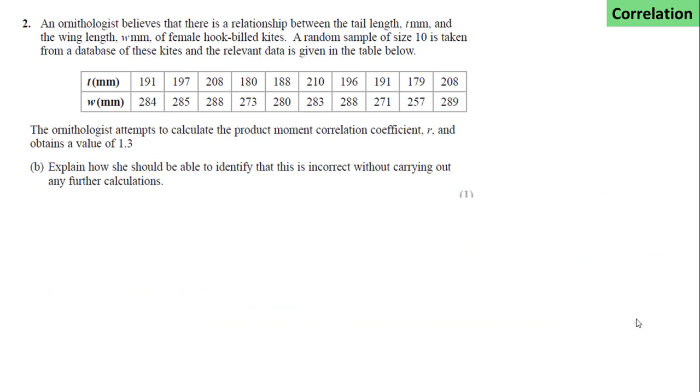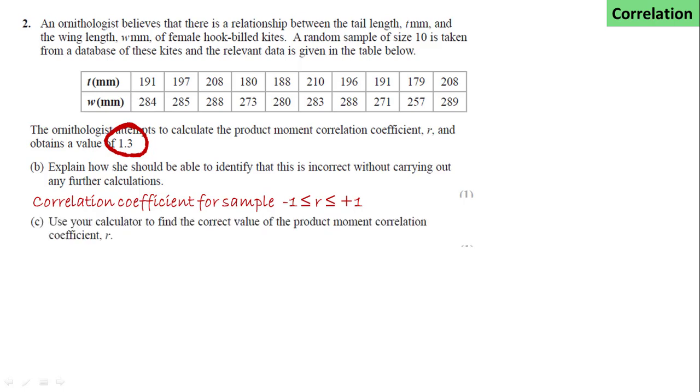So the ornithologist attempts to calculate the product moment correlation coefficient, gets a value of 1.3. And a common question is, how can she identify this is incorrect without carrying out any further calculations? And the answer is clear. You should know that the correlation coefficient should always be between -1 and +1, -1 being perfectly negatively correlated, +1 being perfectly positively correlated, and 0 meaning no correlation at all.